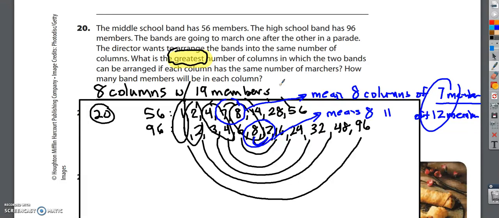That is definitely probably the hardest problem on this page. So if you followed along, good job. It's a little bit tricky. If you got it wrong, please fix it. I think some kids might have said, and it's not a terrible answer, they might have said 8 columns with 7 middle school kids and 12 high school kids. And that's a good answer. I just combined them to make 7 plus 12 is 19. All right, let's go ahead and move on.